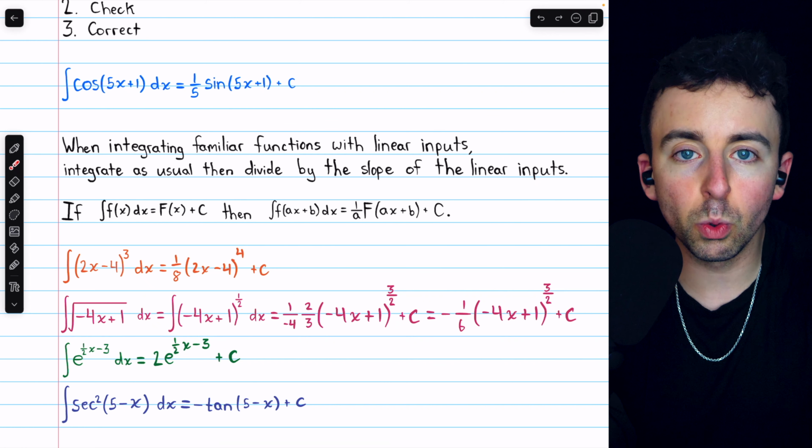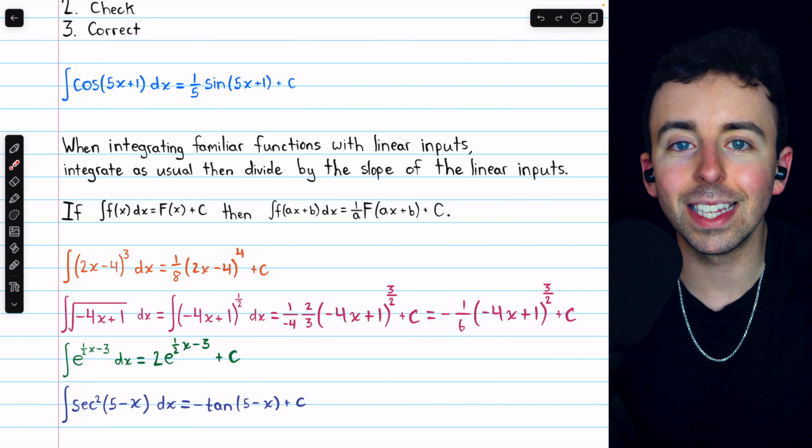So that's how to integrate familiar functions with linear inputs. Just integrate them as usual, but then divide by the slope of the linear input.